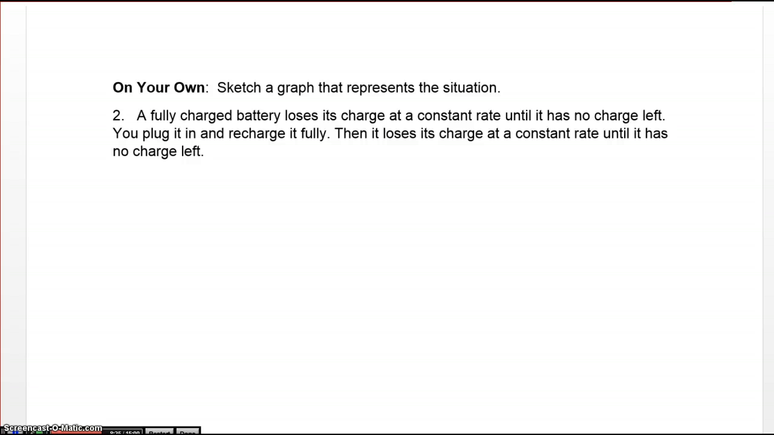All right, number 2, on your own, it says a fully charged battery loses its charge at a constant rate until it has no charge left. You plug it in and then fully recharge it. Then it loses charge at a constant rate until it has no charge left. So I see constant rate and constant rate, so I'm now going to use straight lines.